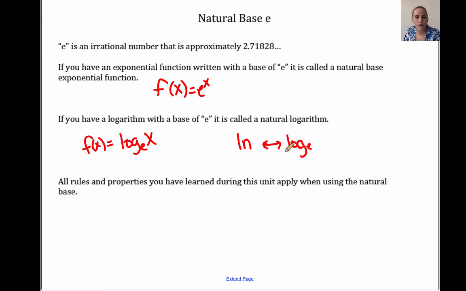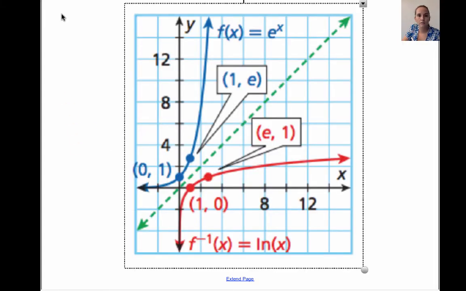Okay, so if you see ln, you know that it's log base e, so we would rewrite this as ln of x. So your function would be f of x equals ln of x. All right, and then all of the rules and properties that you've already learned in this unit for exponential and logarithmic problems, they all apply in this particular example. So let's take a look at the graphs.